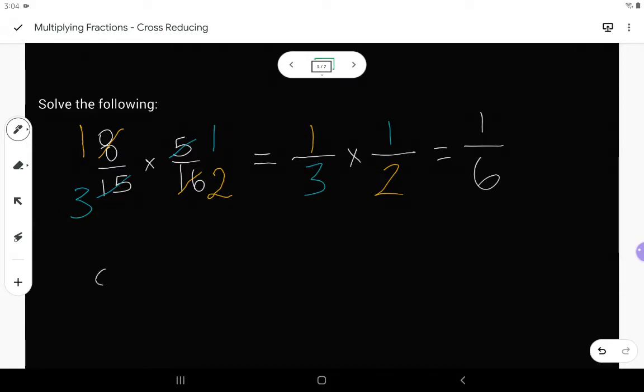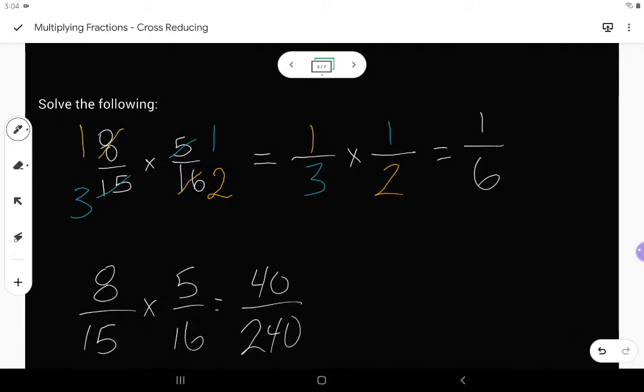Now, if you don't believe me, take some time to multiply this thing out here, right? So you could take some time and multiply it out. This is going to be really awful numbers, right? 8 times 5 gives me 40. 16 times 15 gives me 240. Ugh, well, these are giant numbers. And now to put this in lowest terms, this is kind of a pain. I don't really know the biggest common factor here.